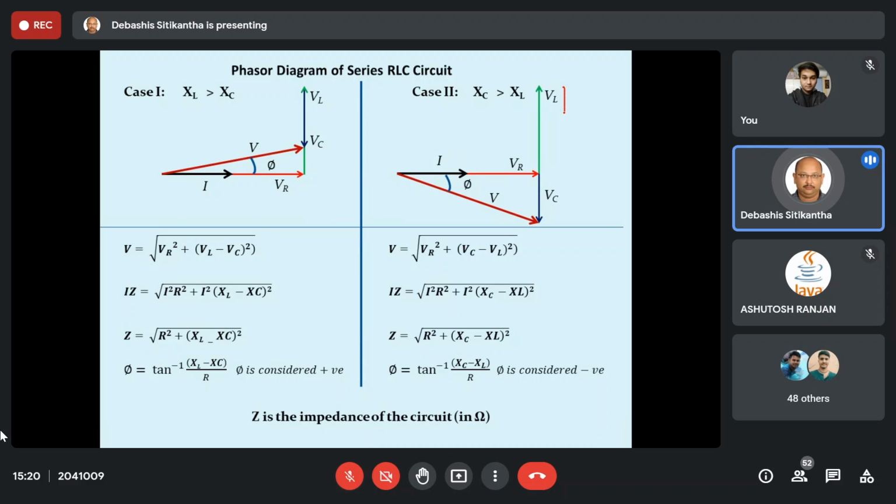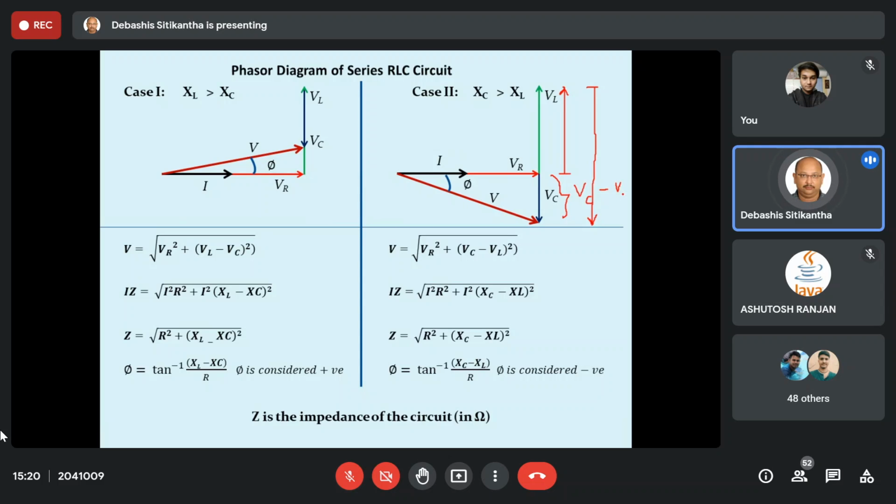Why? Because your VL is this much. It starts from here and ends at this point. Whereas your VC starts from the tip or head of the VL and terminates over here. So as you can see, it is quite evident that your VC is much greater than your VL. So the net voltage drop will be this one. This portion is nothing but VC minus VL.